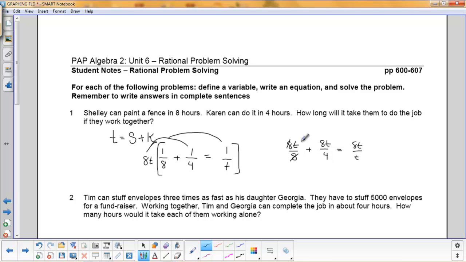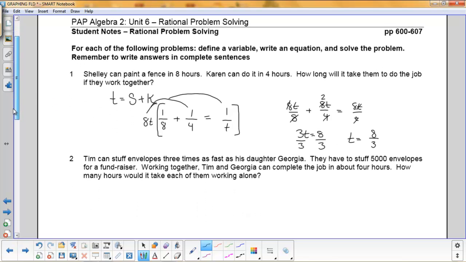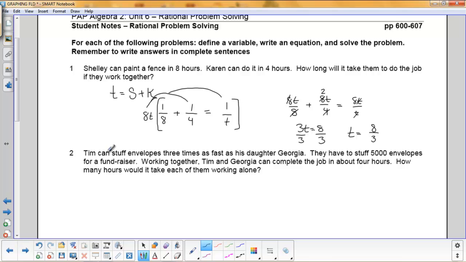We're going to cancel out our denominators all the way through, and that's going to give us 3t equals 8, so t equals 8 divided by 3, and the total amount of time it will take them to do the job together is 8/3 hours, or 2 2/3 hours. All right. We're going to look at this one, which is a similar problem to question number 1.